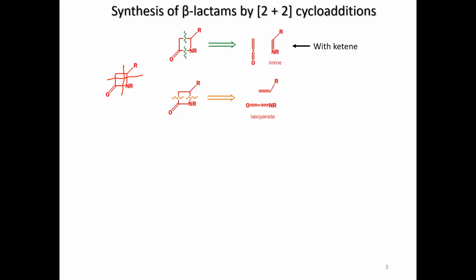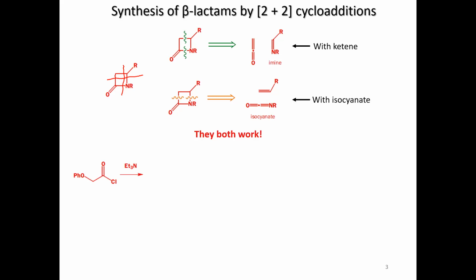Also, the isocyanate is very reactive. So in both cases, the good thing about these beta lactams, because there are not many ways to form them, is that both cases work. So you can imagine a variety of ketenes, a variety of isocyanates, and you can create a variety of beta lactams.